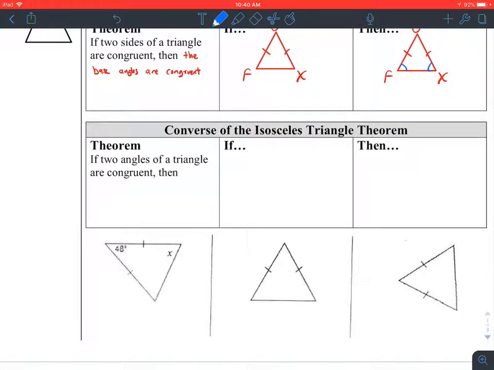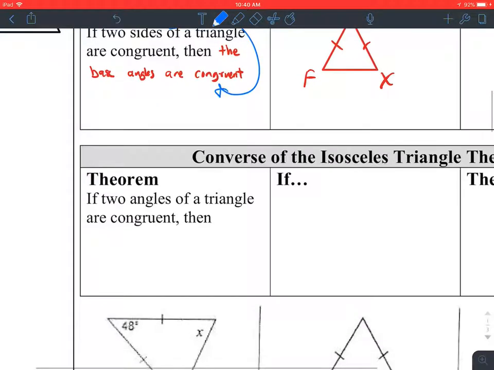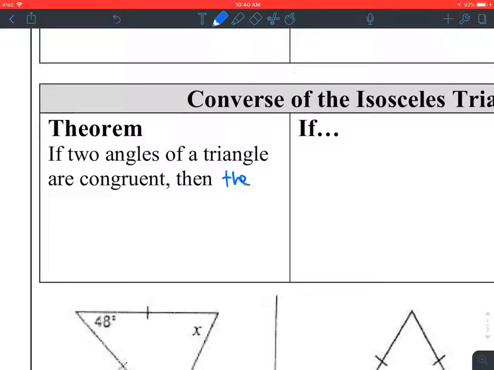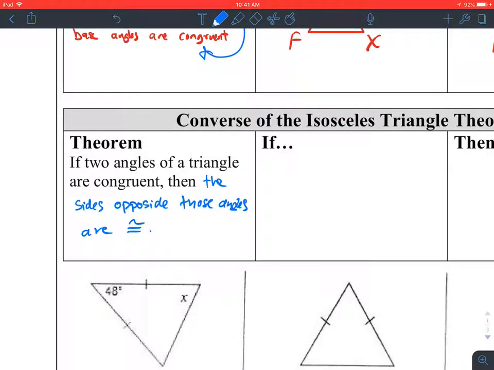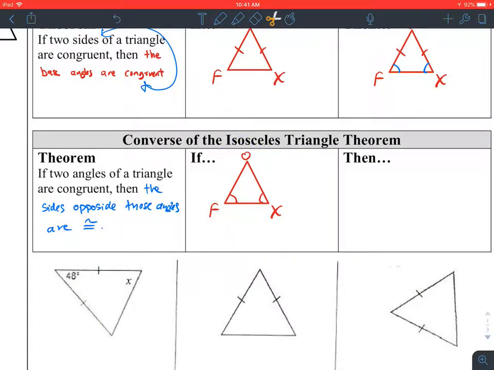The converse to the isosceles triangle theorem takes the hypothesis and conclusion in the original theorem and reverses them. If two angles of a triangle are congruent, then the sides opposite those angles are the same. Oops, I got sides twice. So in pictures, if we have this triangle, FOX, and we're told that angles X and F are congruent, the conclusion that we can make from this is that the sides opposite those angles have to be congruent.